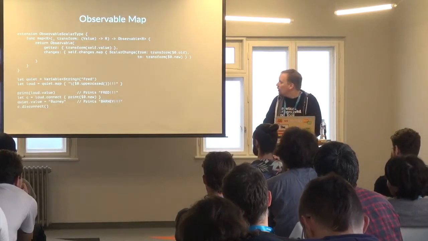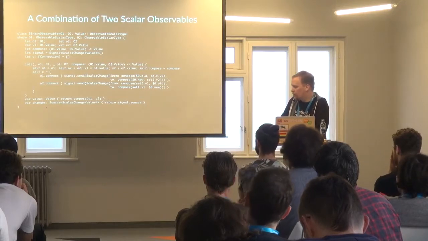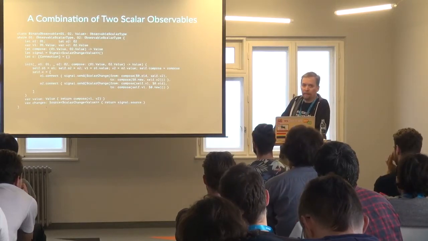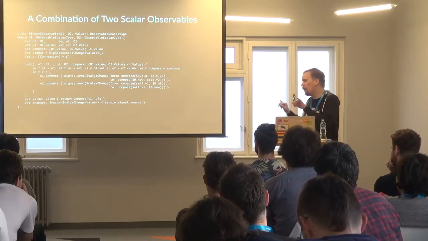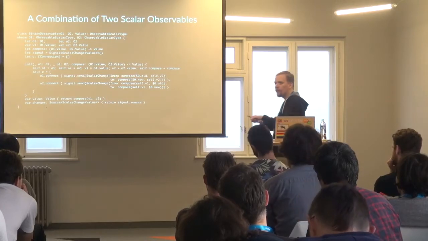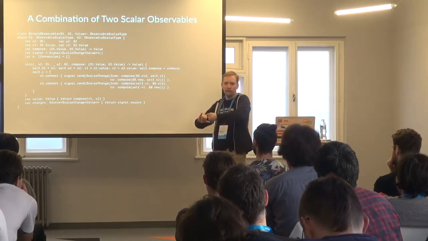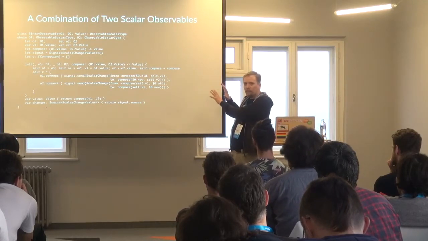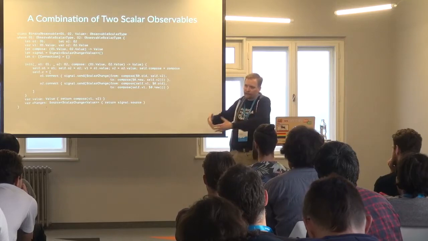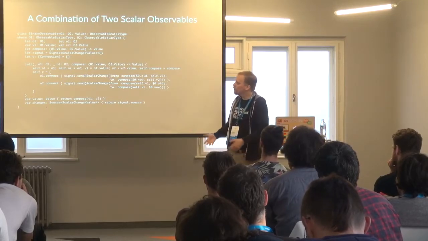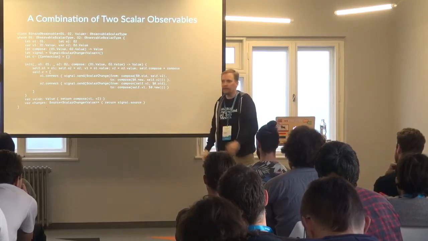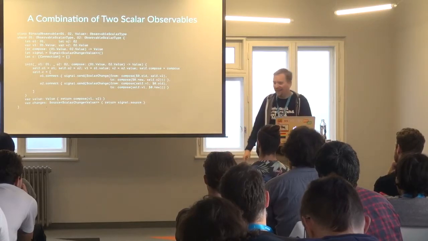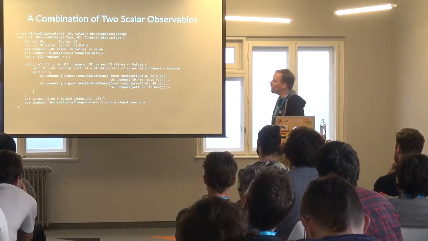Now, okay, so we can transform observables, but we can also combine them if we want. So if we have 2 scalar observables and an operation that works on their values and produces a 3rd type of whatever, find a binary observable that takes these and creates a new one that works as an observable for this particular combination.